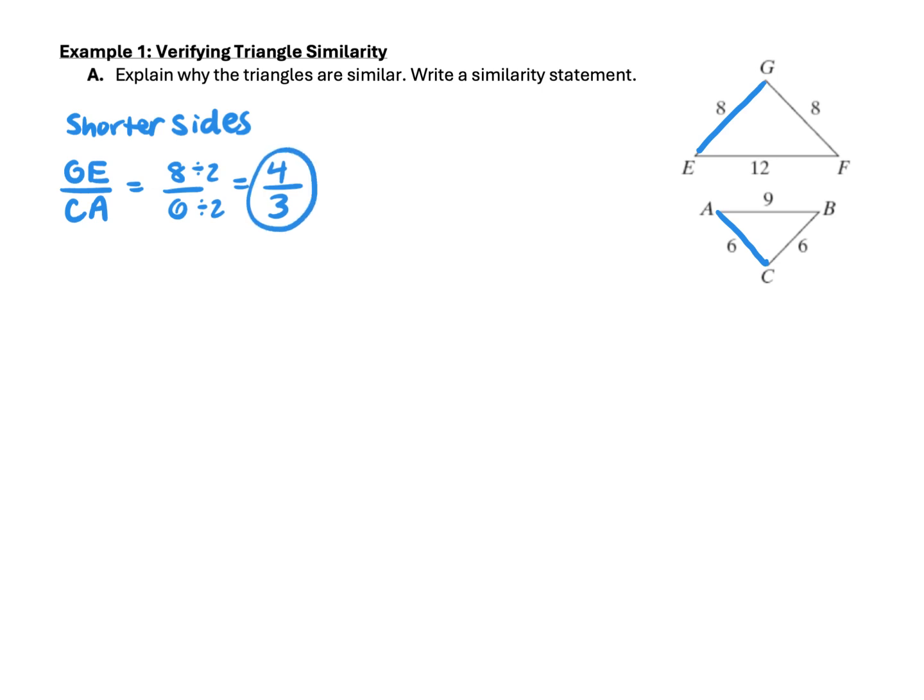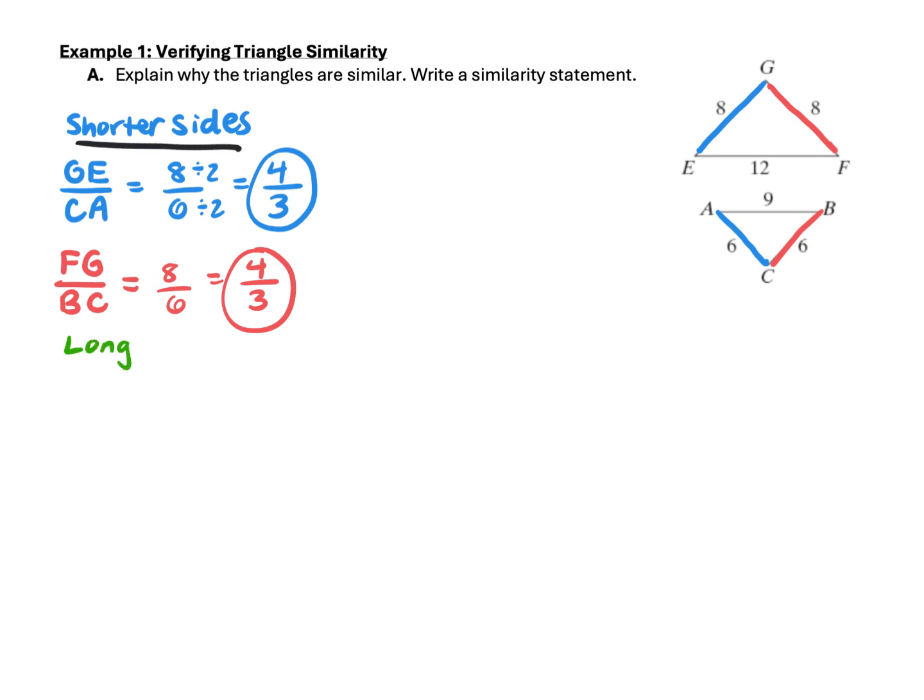Similarly, we can also do the second shorter side. And that would be side FG over BC is equal to 8 over 6, which once again is equal to 4/3. And then we have one last side to check. So I just did my shorter sides. Let's go ahead and check the longer sides.